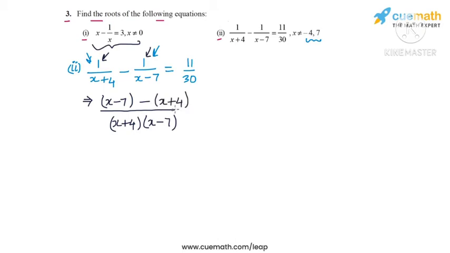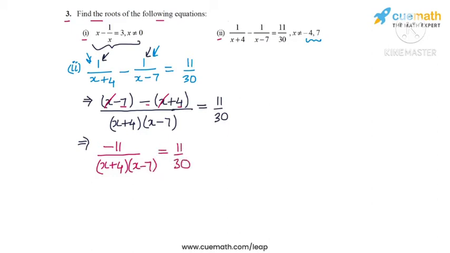So this is how we can combine the two terms on the left hand side, and this is equal to 11 by 30 on the right hand side. So now let's simplify and see what we get. In the numerator, we'll get x minus 7 minus x plus 4. So the x terms cancel out, and we're left with minus 7 minus 4. So that's minus 11 by x plus 4 times x minus 7 equal to 11 by 30.